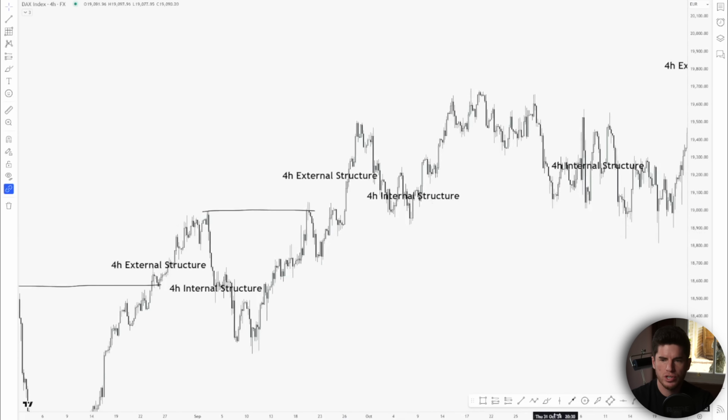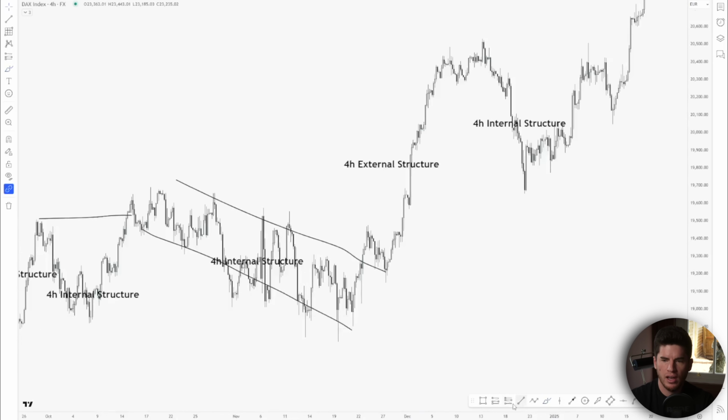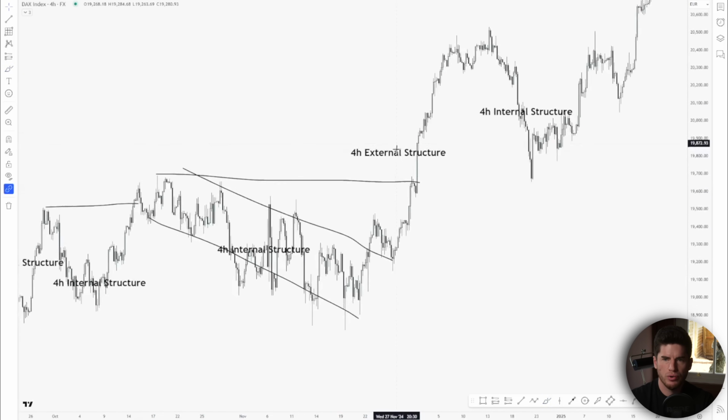It's now internal structure until it breaks this high. We get a range bound market after that, and then all of this becomes internal structure. All of this, and much larger because it runs daily liquidity, but that's for another video. Then we get a break of these highs, and we're into external structure again.